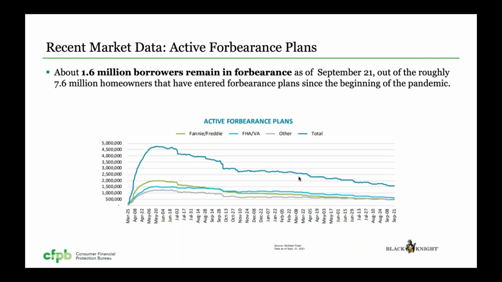How many people have actually done that? Actually a ton. We've had about 7.6 million homeowners that have gotten forbearance at some point during the pandemic. Obviously, most of them were early on, back in May of last year. And there are still about 1.6 million, and now it's even a little lower than that, borrowers who are still in forbearance. And you can see that top blue line.